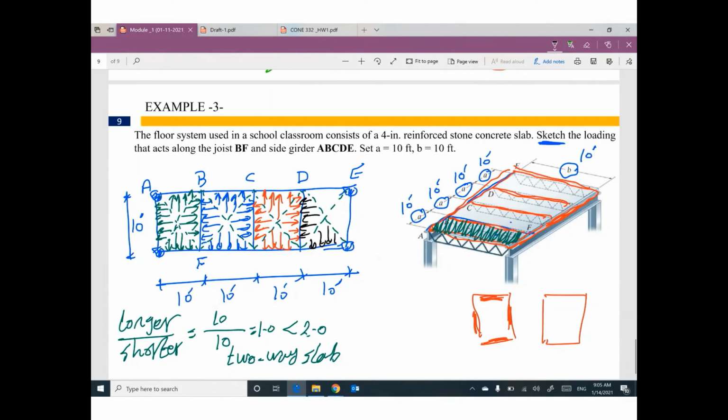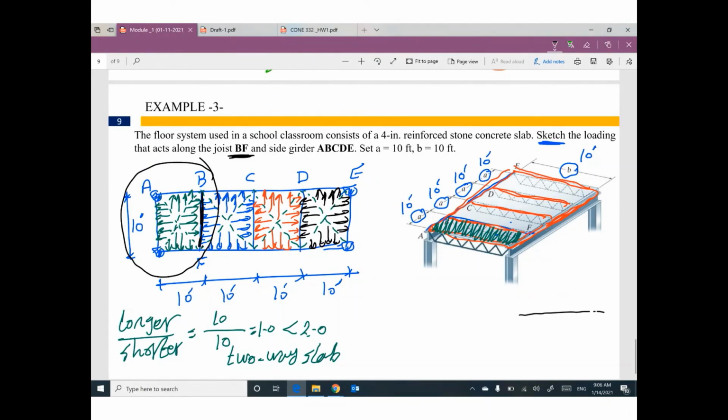All of these assigned areas will be triangles. Be careful, don't draw an envelope because your area here is a square. This area is a square, so longer divided by shorter equals 1. It's a two-way slab, but your distribution will be 4 triangles. Anyway, let me focus on beam BF. Where is BF? This one.